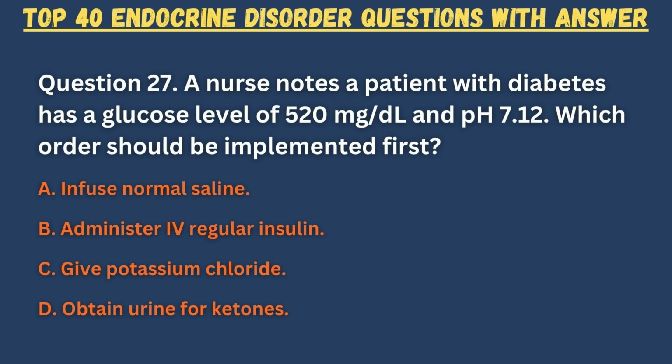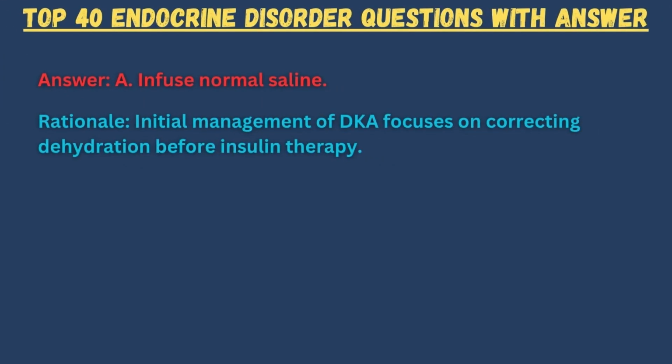B. Administer IV regular insulin. C. Give potassium chloride. D. Obtain urine for ketones. Answer: A. Infuse normal saline. Rationale: Initial management of DKA focuses on correcting dehydration before insulin therapy.